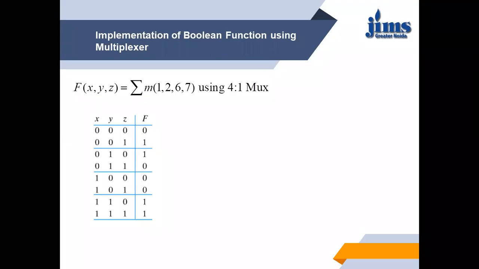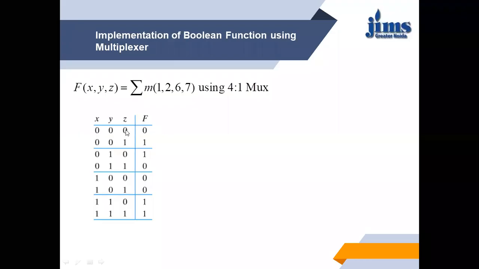Then we make a pair of 2 in each input and output line, and you can see for each pair the value of x and y is the same. For the first pair, xy is 0, 0. For the next pair, it is 0, 1. For the next pair, it is 1, 0. And for the next pair, it is 1 and 1.